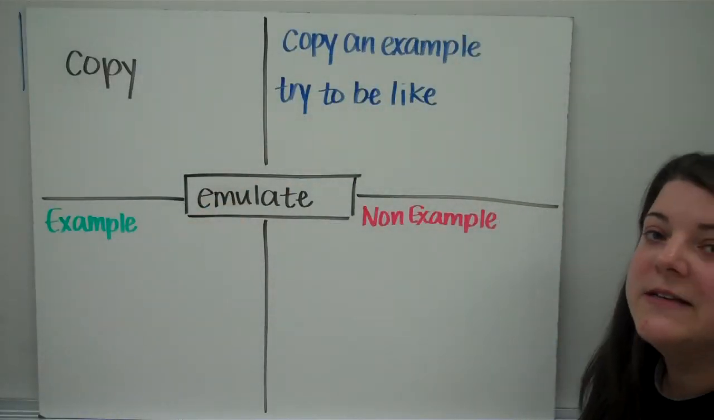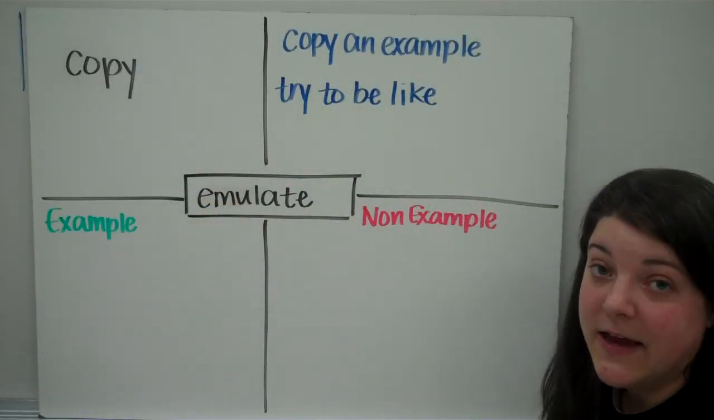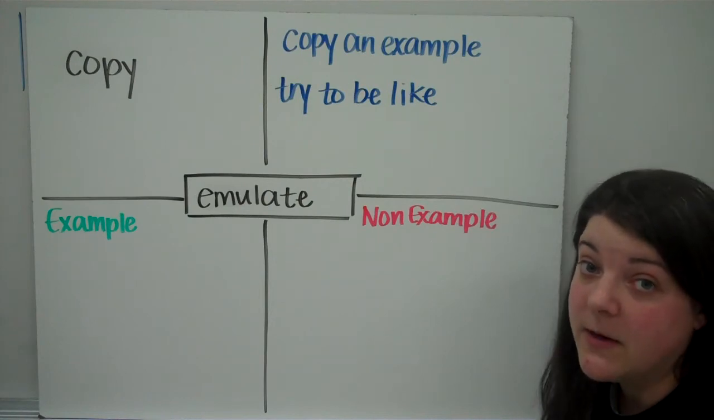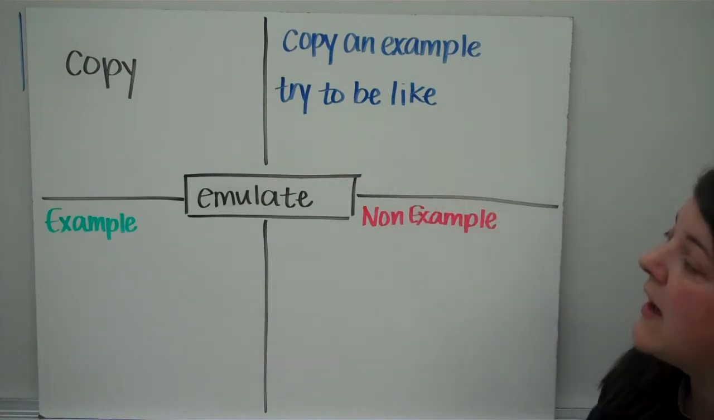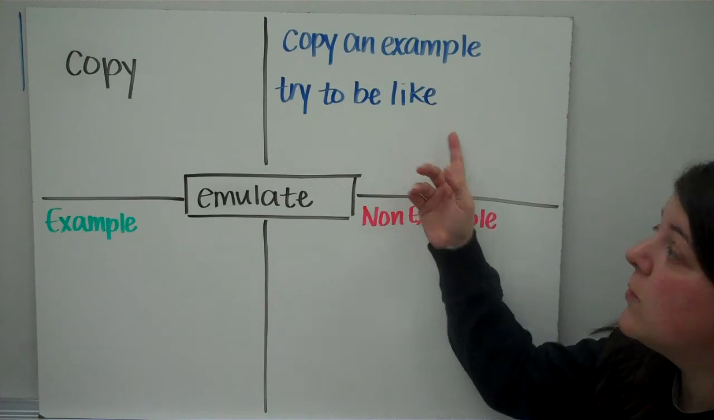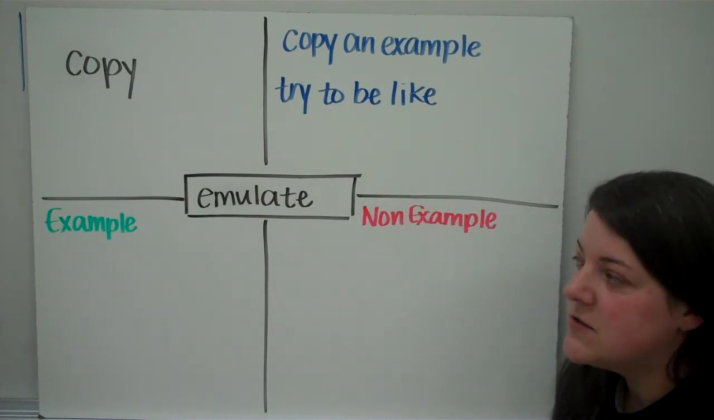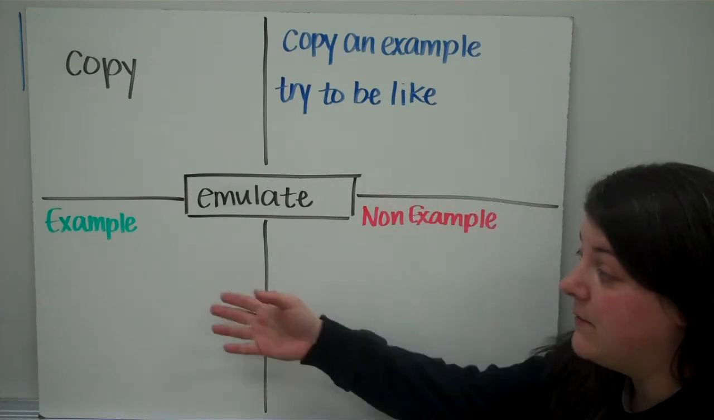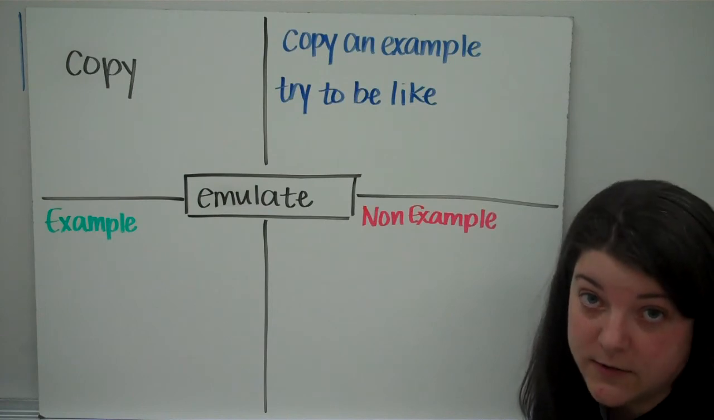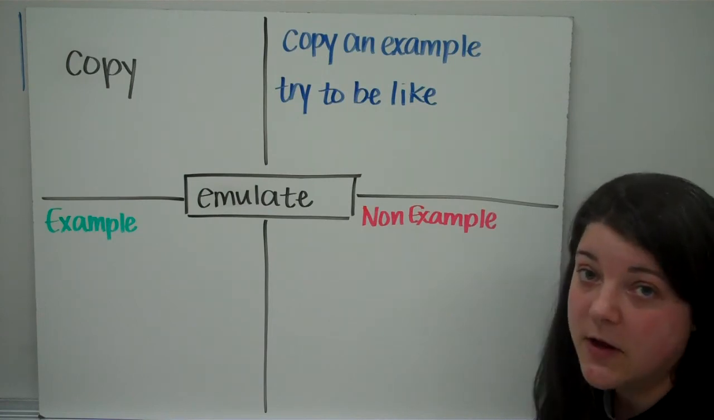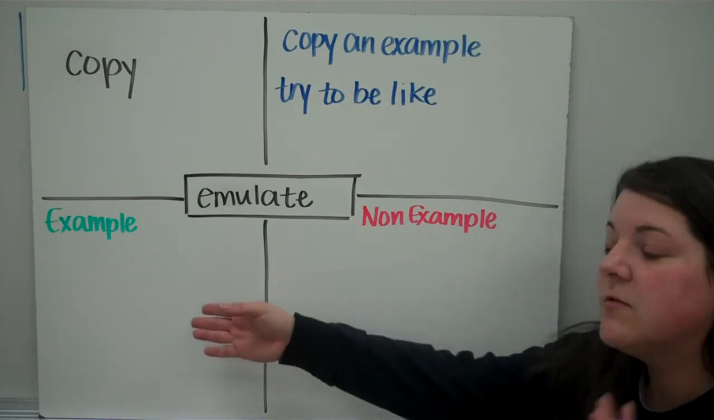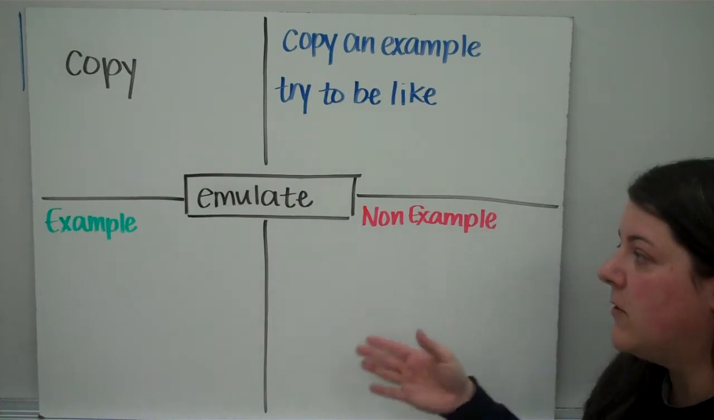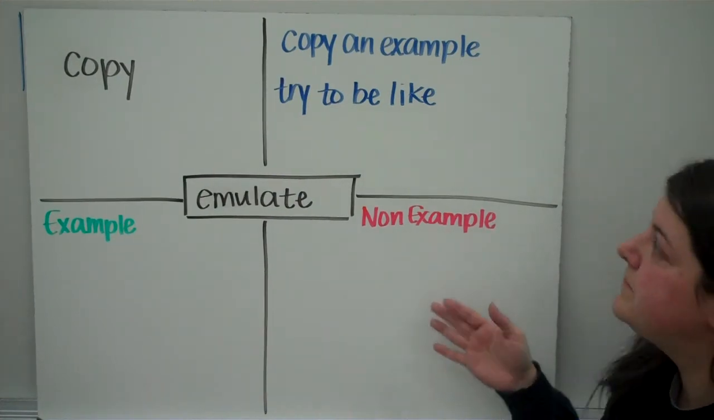Our next word is emulate. Emulate means to copy or to follow as an example. So you're copying an example and you're trying to be like. So an example might be, for example, knockoff Oreos, right? They're trying to be Oreos, but they're not real Oreos. So you want to write an example here from your life and a non-example here.